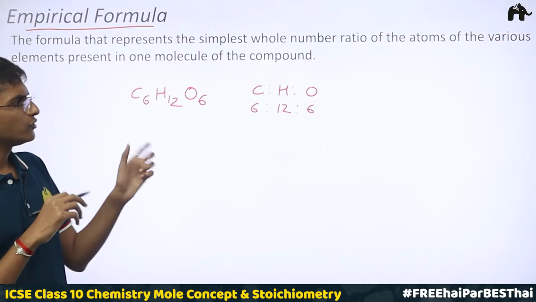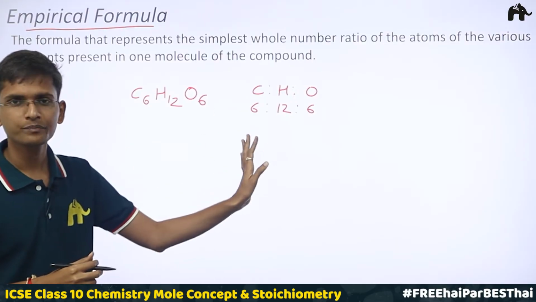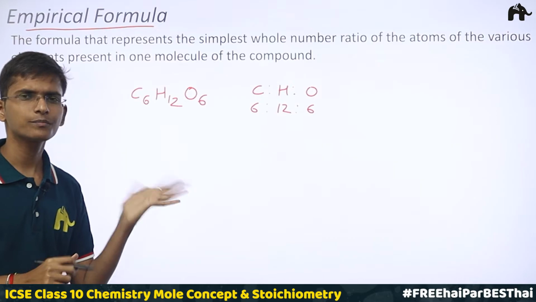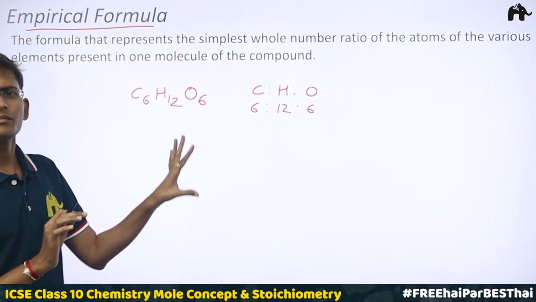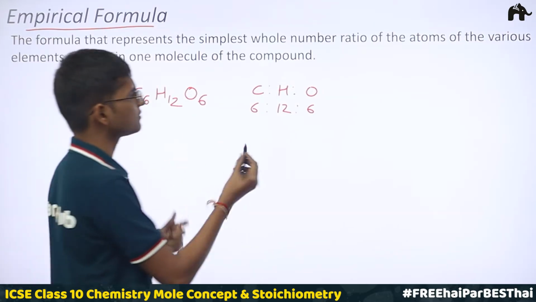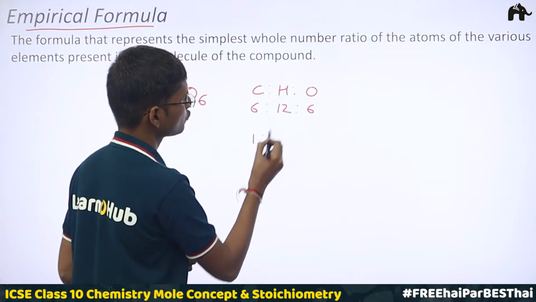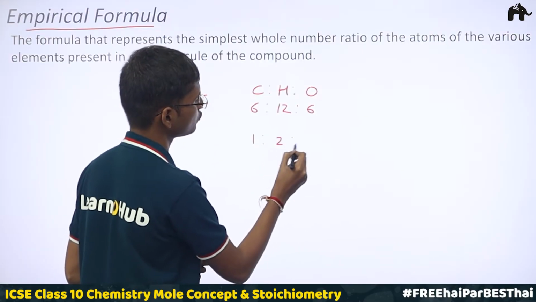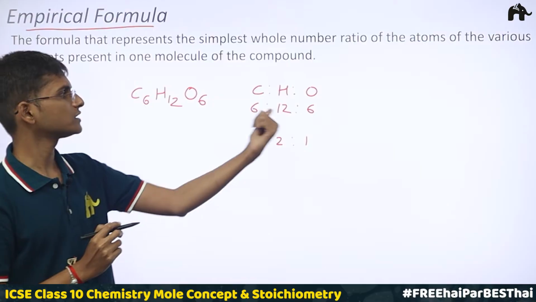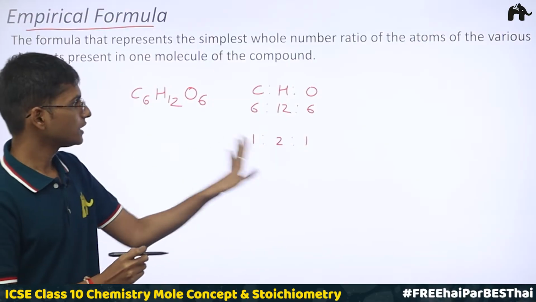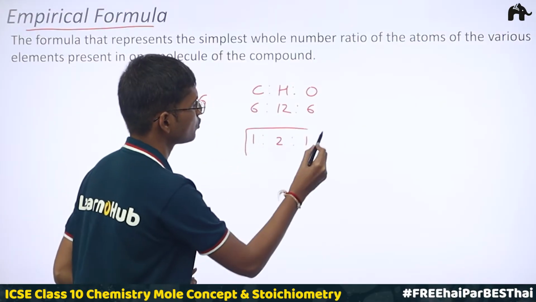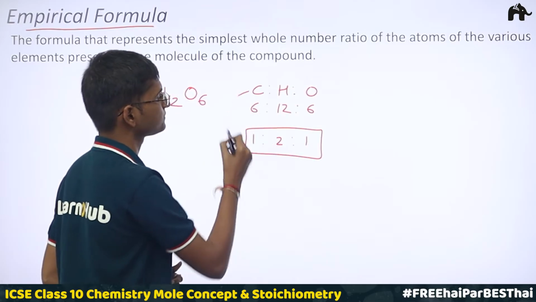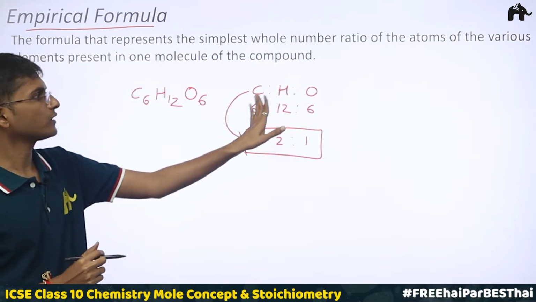Now seeing the ratio, you can figure out that this is a whole number ratio. But is it the simplest whole number ratio? No. We have to make it simplest. It's very simple. 6 is to 12 is to 6 would become 1 is to 2 is to 1. 6 1s are 6, 6 2s are 12, 6 1s are 6. Now this becomes the simplest whole number ratio of atoms of carbon to hydrogen to oxygen in glucose.